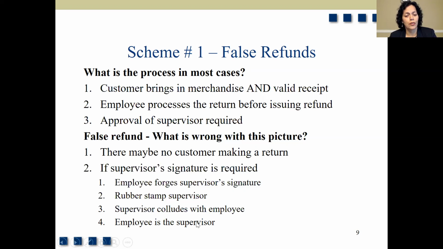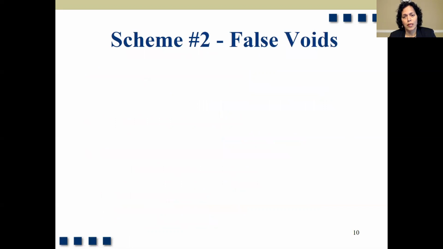And the example that you see in the opening example in your textbook is exactly a situation along these lines, where someone had the supervisory authority to process returns, and they were the ones perpetrating this fraud over and over again for quite an extended period of time. So with that, let's move on to the next one, which is very similar to the first type of fraud.